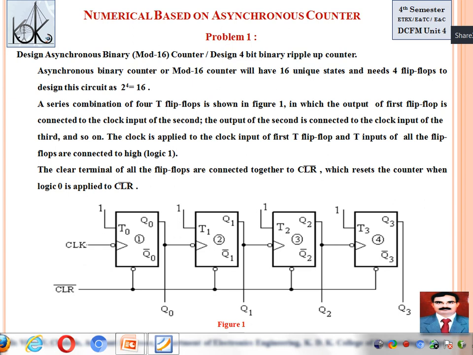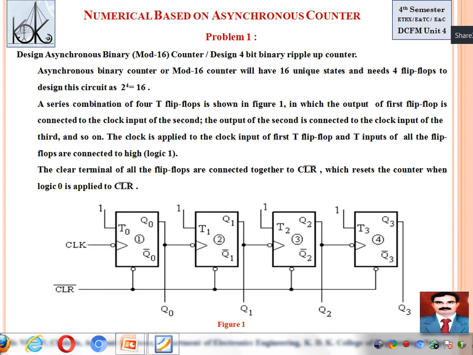The clock pulse is applied to the clock input of the first T flip-flop, and the T inputs of all the flip-flops are connected to high logic, right? From the figure, it is very clear that T0 is connected to 1, T1 is connected to 1, T2 is connected to 1, and T3 is connected to 1. As you know, in the truth table of the T flip-flop, when T equals 0, there is no change, and if T equals 1, it toggles. This is the truth table of the T flip-flop.